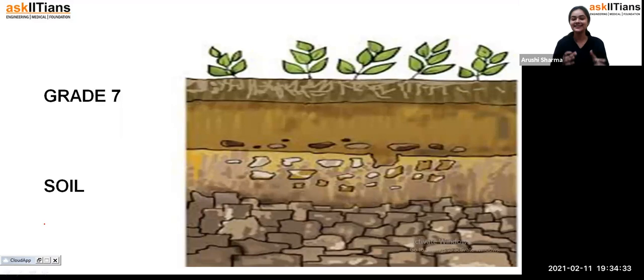You can see that the chapter is all about soil: how soil is useful for us, how we are growing crops over it, and what disadvantages we are going to face if the soil is not there. So we are going to see all such points in this chapter. Fine, so now we are going to start.